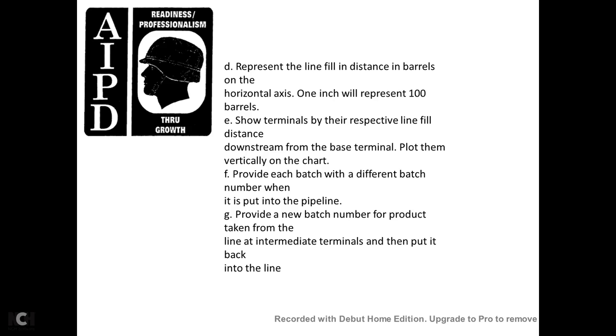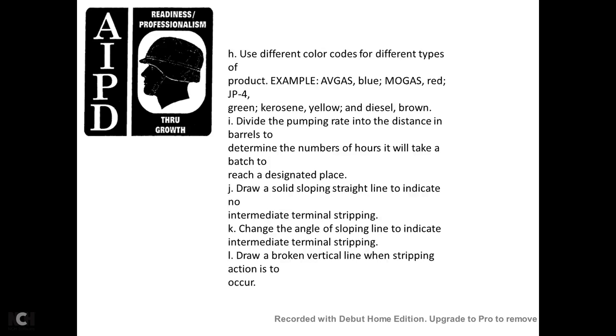F, provide each batch with a different batch number when it is put into the pipeline. Provide the new batch with the number of the product taken from the line at intermediate terminals, then put back into the line. Use different color codes for the different types of product. For example, AVGAS and MOGAS are red, JP8 green, JP4 green, kerosene yellow, diesel brown. Divide the pump rating into the distance in barrels. Determine the number of hours it will take the batch to reach a designated place.